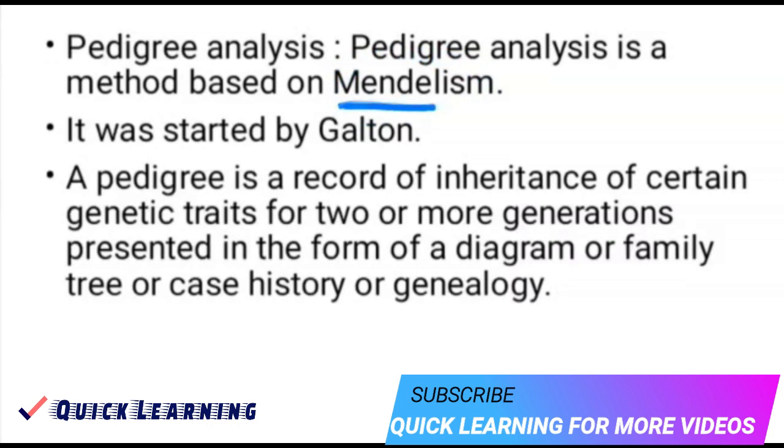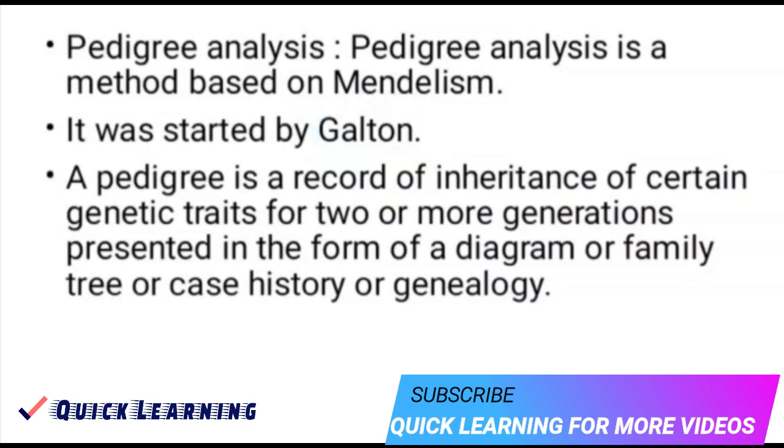I hope you remember the three laws which we discussed in the previous lesson. They are called the law of dominance, law of segregation, and law of independent assortment. Now, pedigree analysis was given by Galton.